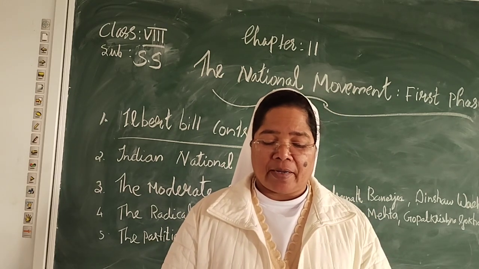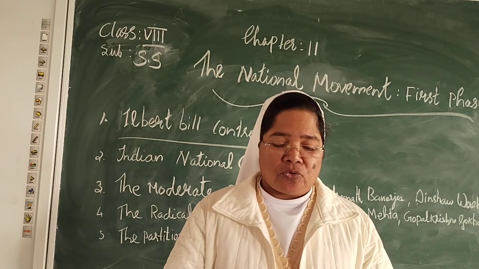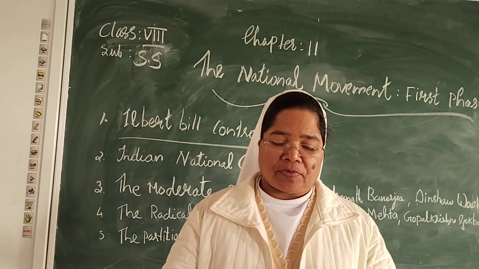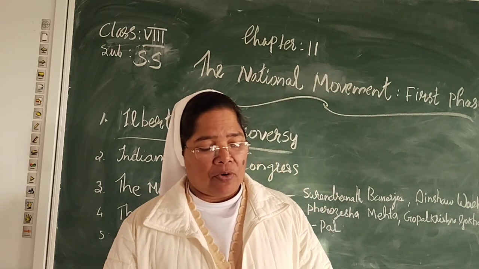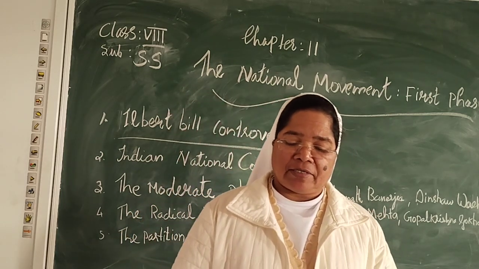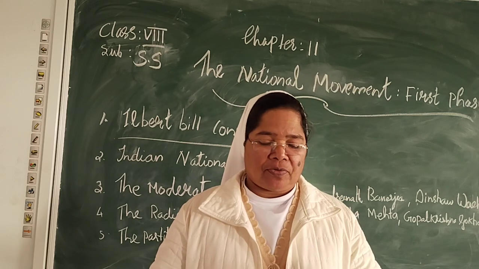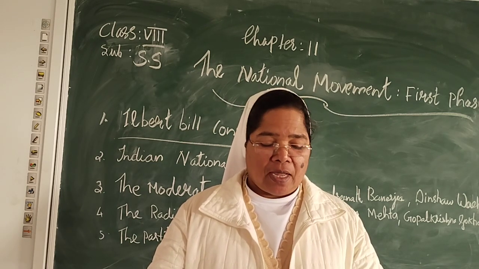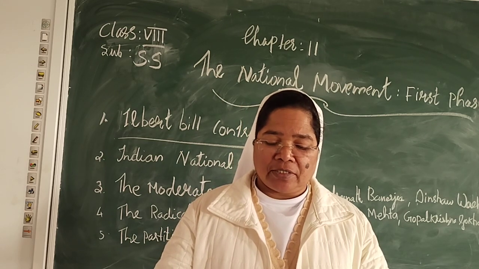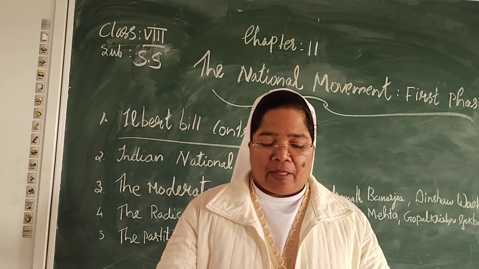The partition of Bengal gave rise to two new methods of struggle: Swadeshi and boycott. Swadeshi literally means one's own country. It aimed at popularizing goods manufactured in India so that Indian industries could prosper.